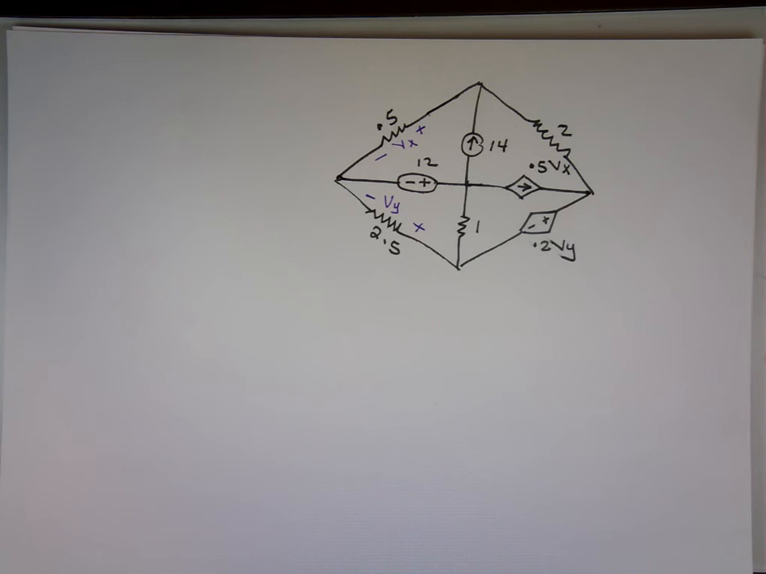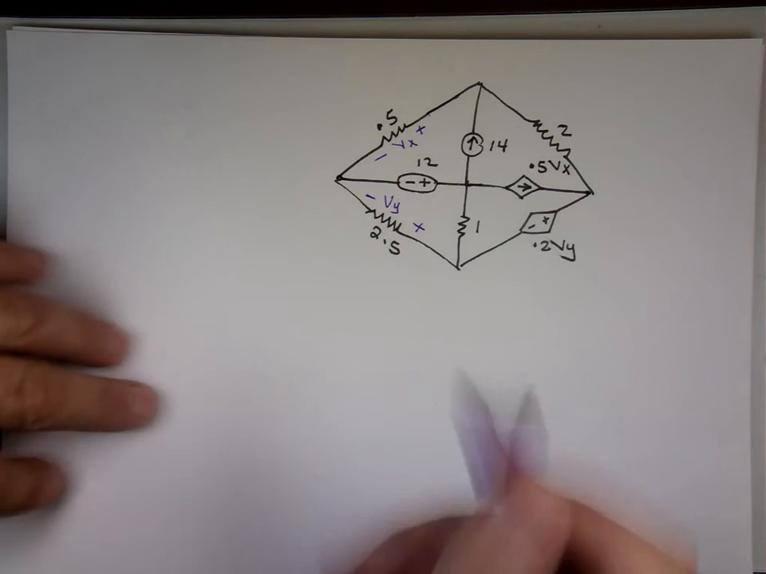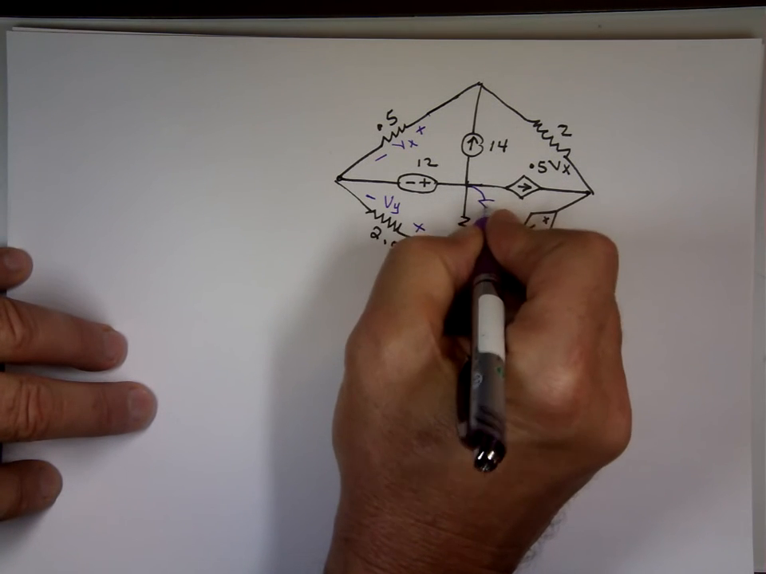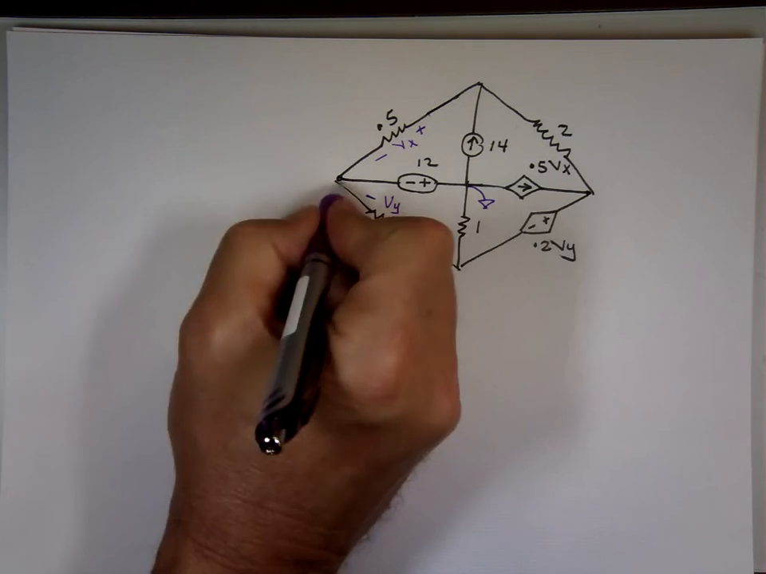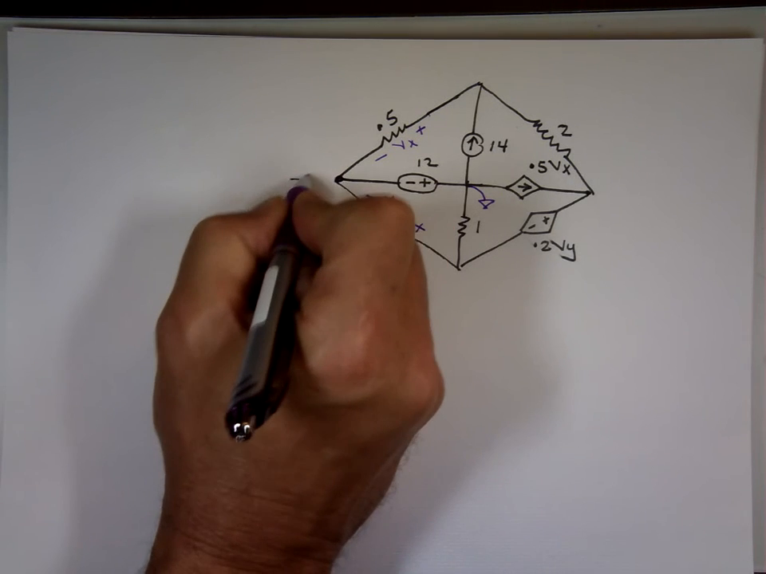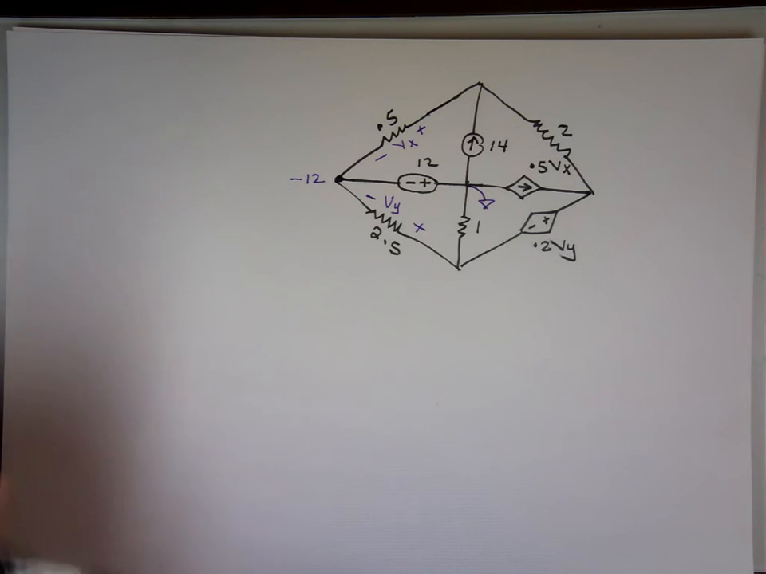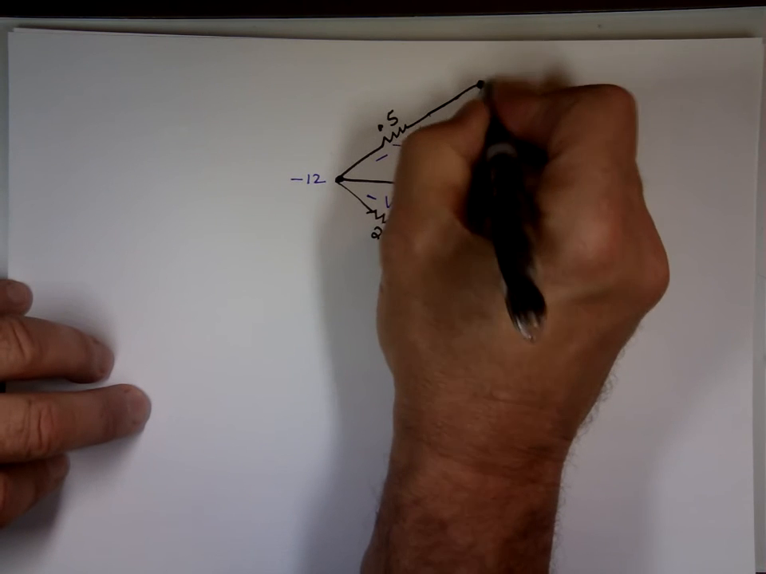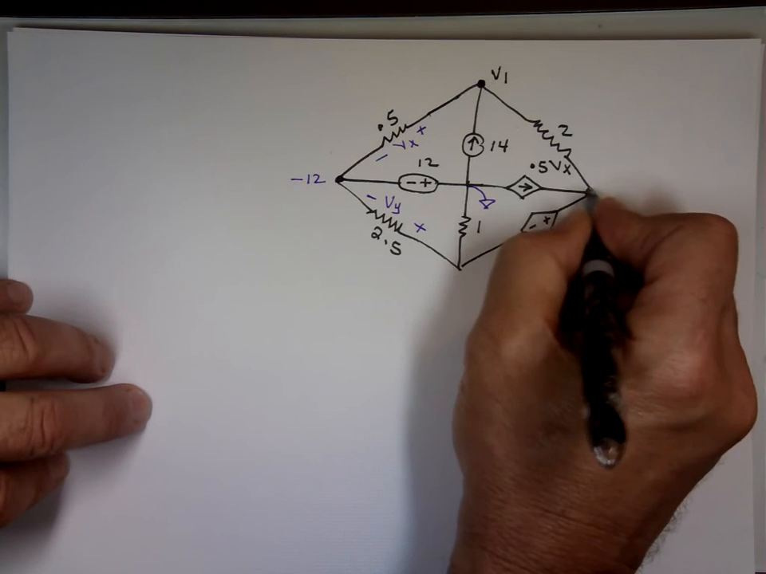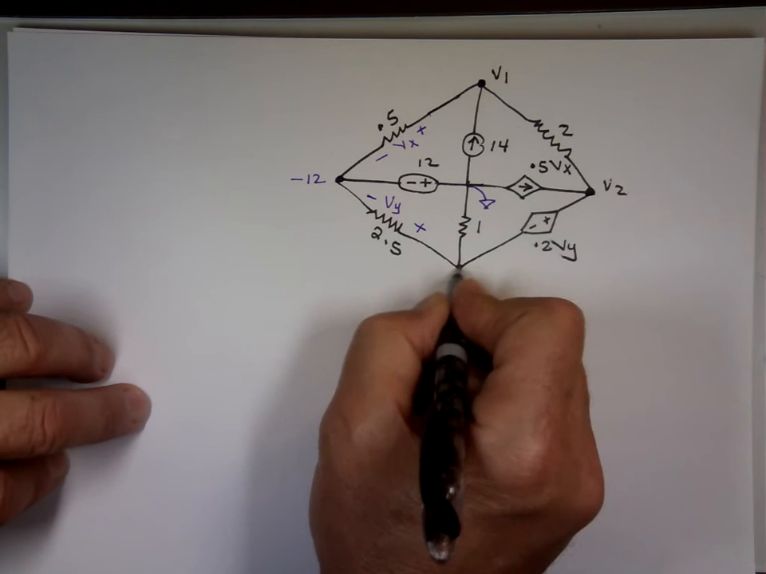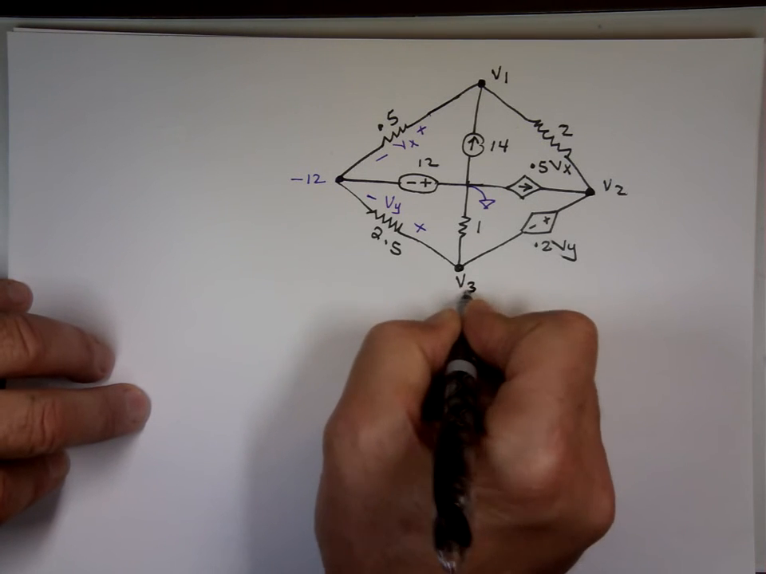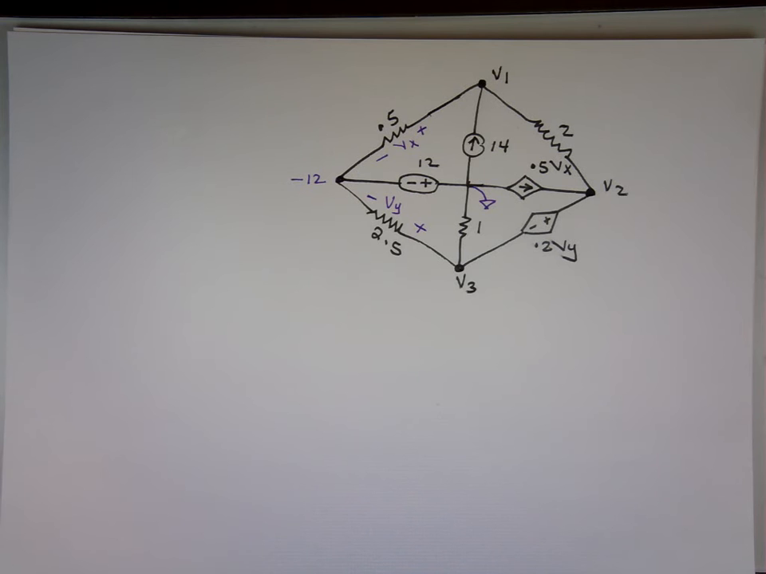Again, I'm going to do them a little bit different than the other problem. If I label this as my reference, my ground, that means 0 voltage. What's the voltage here? Negative 12, yes. There goes one unknown. Let me call this V1, this V2, and this V3. If you don't like what I did before, try this approach.